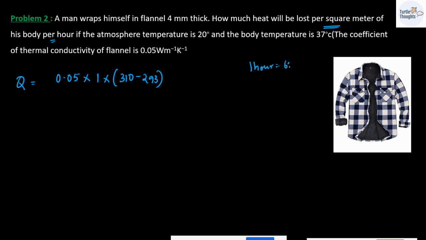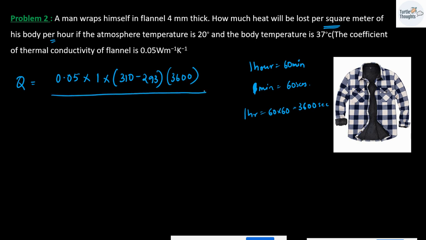1 hour is going to have 60 minutes. SI unit of time is going to be seconds. So I need to represent hours in seconds. 1 minute is going to be 60 seconds. So I can write 1 hour is going to be 60 multiplied by 60, which is going to be 3600 seconds.